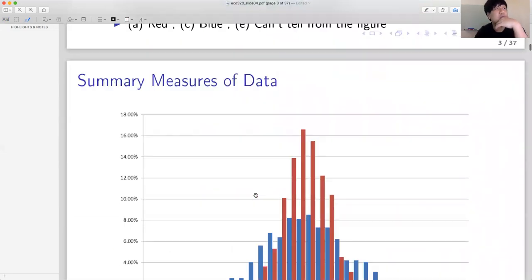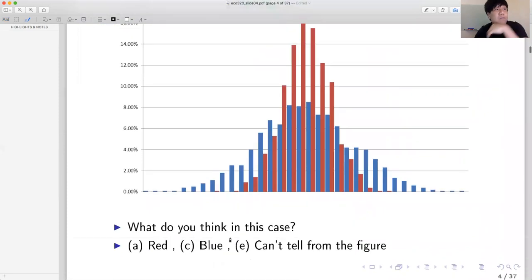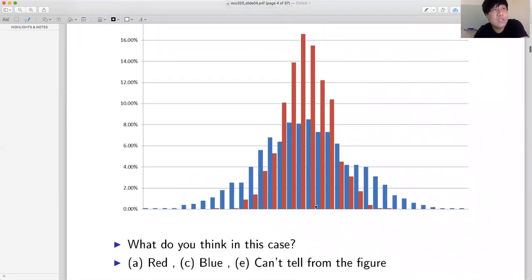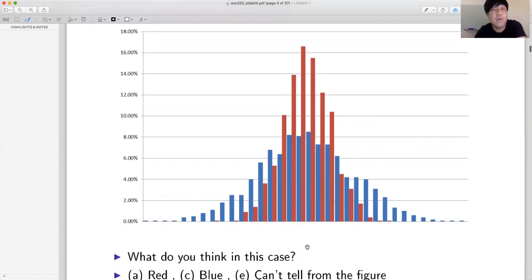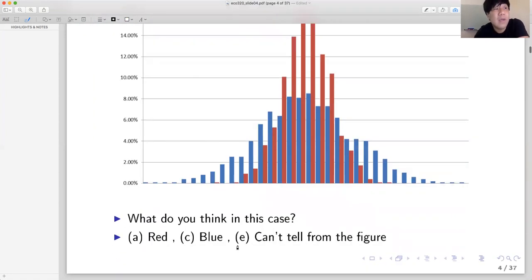So the next question is, what is the mean in this case? Again, you might want to pause this video. And the answer for this question is, the mean for blue is somewhere around here, and the mean for this red one is also somewhere around here. So you cannot tell which one has a higher or lower mean. So the answer is E.